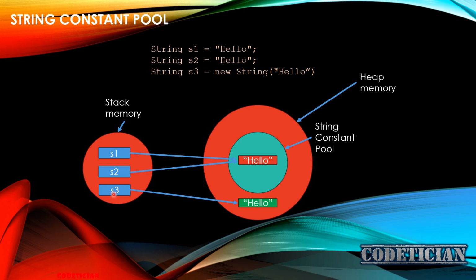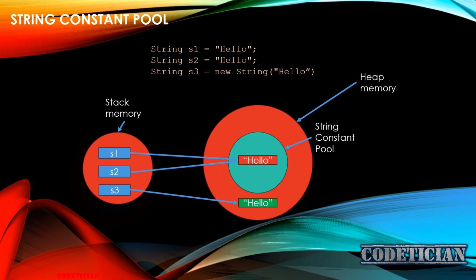So this is the benefit of a string constant pool. If a string constant pool is not used, then every time I want to create an object with the value hello, it will create different objects. It will waste memory and also decrease performance. With a string constant pool, if it is of the same value, it will simply pass that reference to those variables.